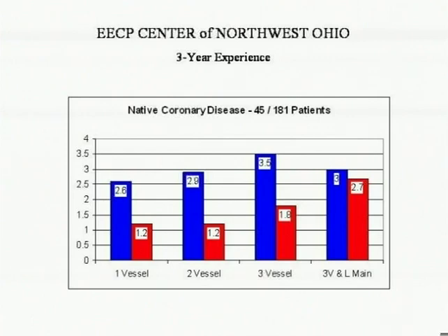Now, class 4 is pain at rest. Class 1 is you're playing tennis. So they've improved from 2.6 to 1.2. Those with 2 vessel disease, they were sicker. They were at 2.9. They also improved to 1.2.